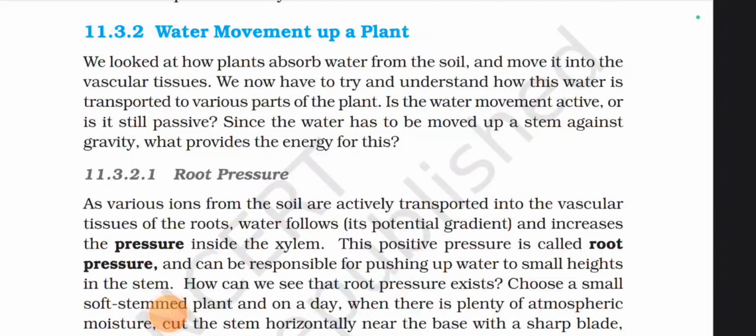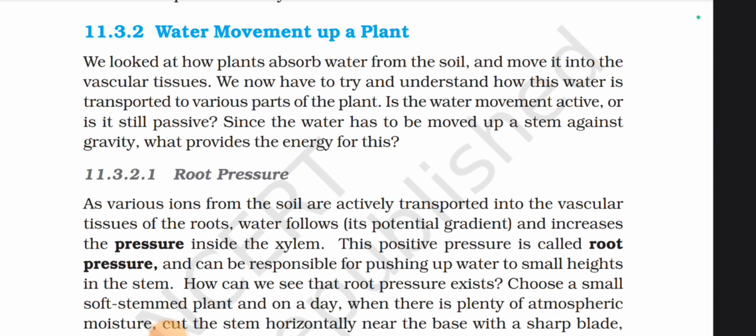वाटर मूवमेंट of a plant. We looked at how plant absorb water from the soil and move it into the vascular tissues. We now have to try and understand how this water is transported to various parts of the plant. Is the water movement active or is it still passive?